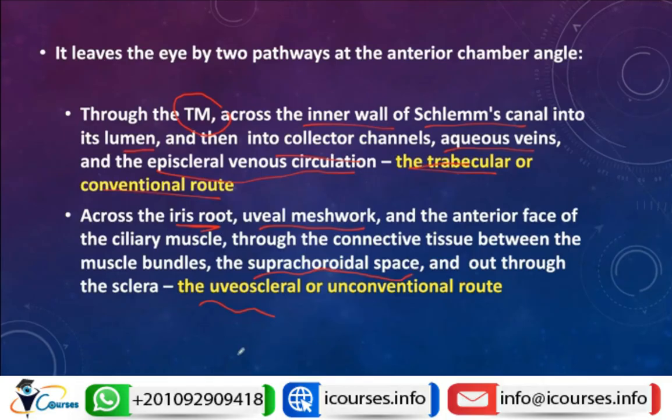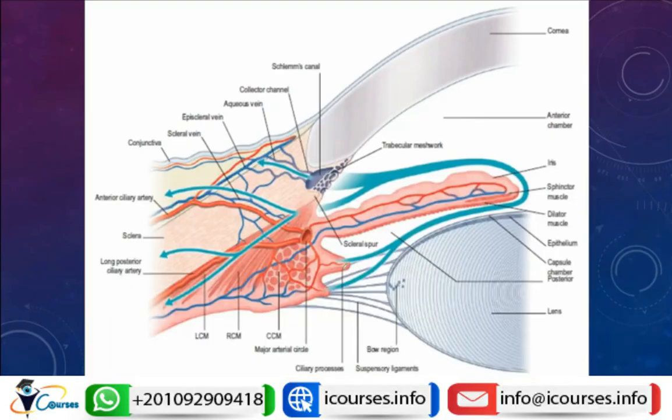So let's see this. Here is the aqueous secreted from the ciliary epithelium, passing through the posterior chamber, then the pupil, then the anterior chamber. Then 90% will pass through the trabecular meshwork, then the inner wall of the canal of Schlemm, then the lumen, then into the collector channels and the aqueous veins, and finally into the episcleral veins and subconjunctival space.